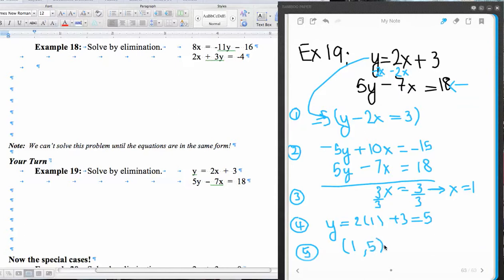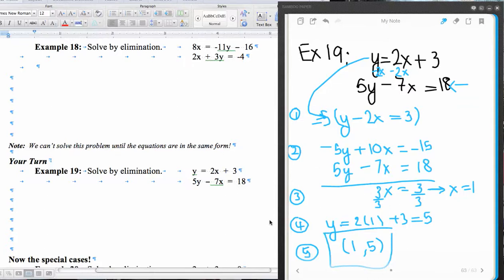I can check that and make sure it's a solution. And 1 is what x is equal to. 2 times 1 plus 3 is equal to 5. 5 equals 5, check. 5 times 5 is 25. 7 times 1 is 7, 25 minus 7 is 18, and that checks. So there we go, we have the solution.